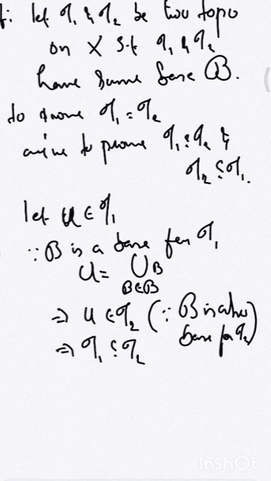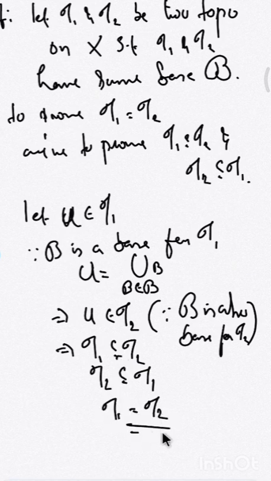By the reverse argument, we can prove that Tau2 is contained in Tau1. Therefore, Tau1 and Tau2 are the same topology on X. When two topologies have the same base, they will be the same.